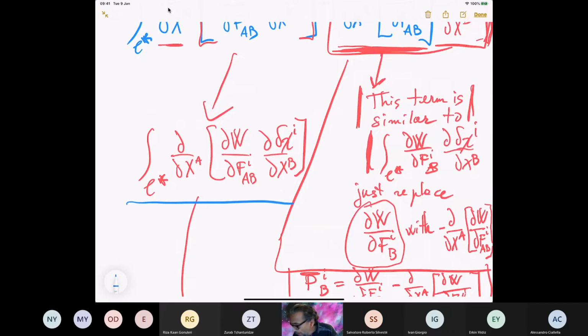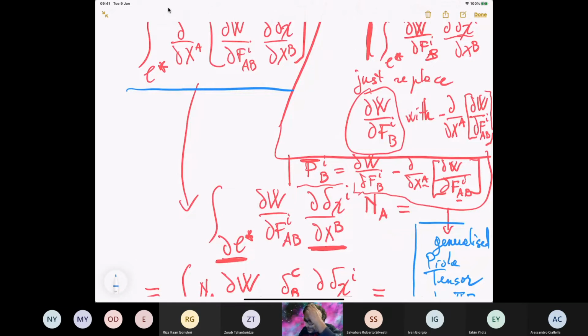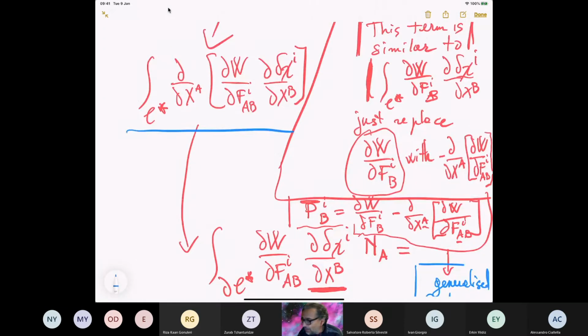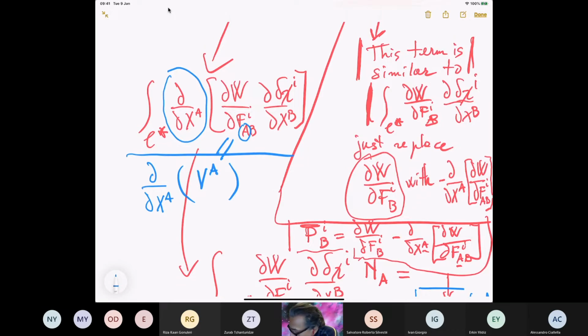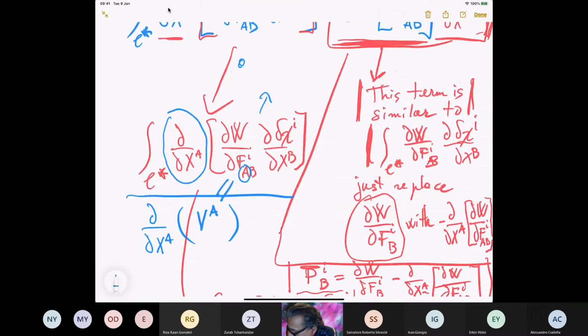We apply the divergence theorem. We will go back to the divergence theorem in a few minutes, but this is d over dX_A, and here you have the index A. So we have a structure like that. If V_A is this animal, then in a sense, what is inside these brackets is a Lagrangian vector.